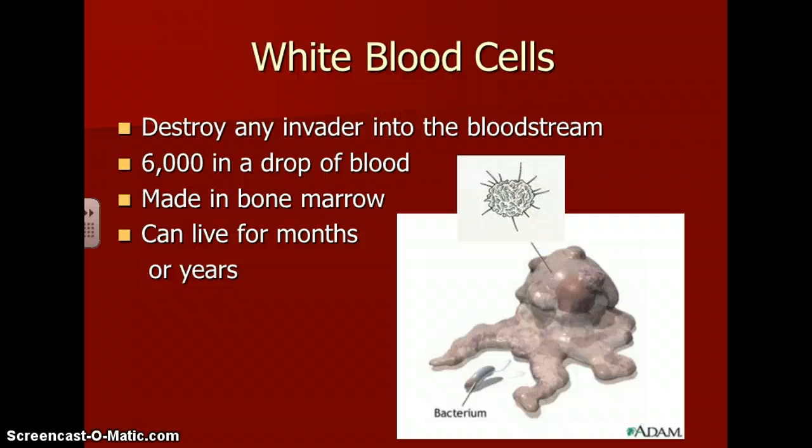White blood cells help to protect the body against disease. So they're going to destroy invaders in the bloodstream. You have about 6,000 of them in a drop of blood. They're also made in the bone marrow, and they can live for months or even years. So these are the defenders.